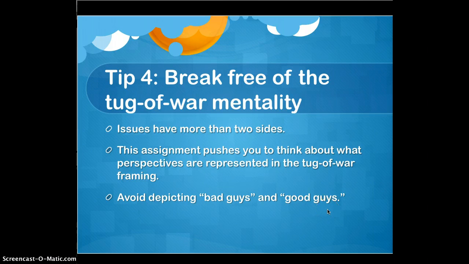Make sure that you're not accidentally slipping into this way of talking about your issues so that they're the bad guys on one side and the good guys on the other. If you're rereading what you're writing and thinking about your composition as it's taking shape, and you're realizing that it's sounding like bad guys and good guys, or you get some feedback in that direction, you want to think about really expanding your thinking so that you're showing that there are a range of ways that you can look at the issue, and you're not really casting judgment.